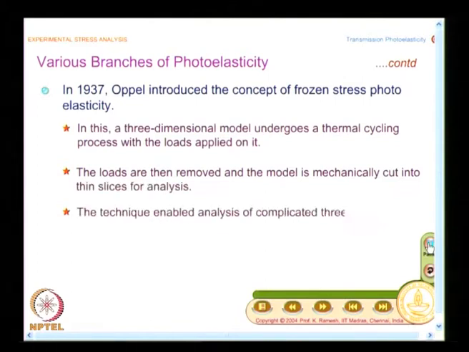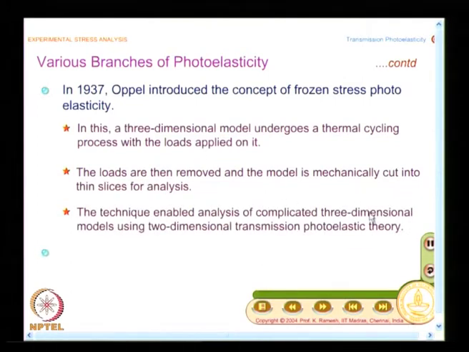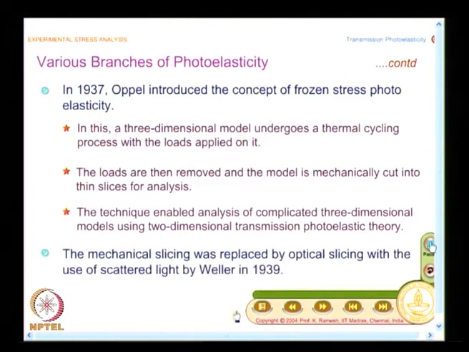And what you have here, the model undergoes a thermal cycling with the loads applied on it, and this thermal cycling helps to freeze the stresses within the model. That is the first step. You freeze the stresses within the model, and it is only a thermal cycling, it is not a freezing operation, but because it is similar to freezing, which we will also see as part of the course, we call it stress freezing.